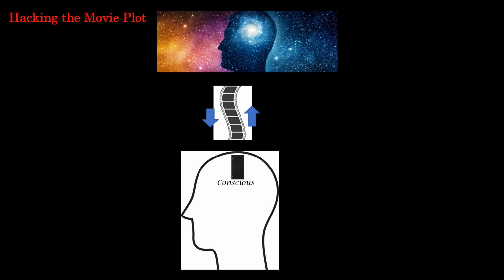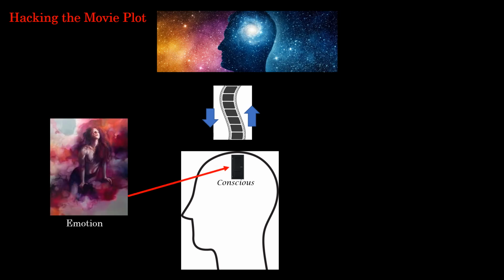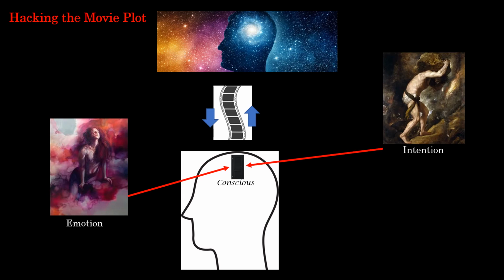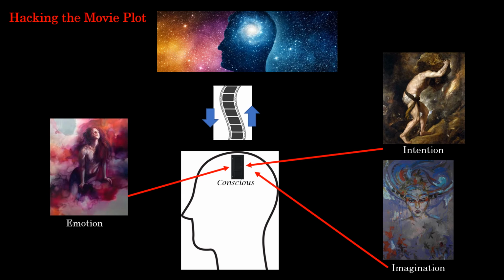In order to do that, we have to throw down the door of the conscious, because until we are consciously aware of everything that is going on at this time in this space, we are not able to connect to the unconscious mind or the universal mind. So the three key elements in order to knock down the door and have a connection with the universal mind, or our movie plot, are: the first one is emotion, the second one is intention, and the third one is imagination.